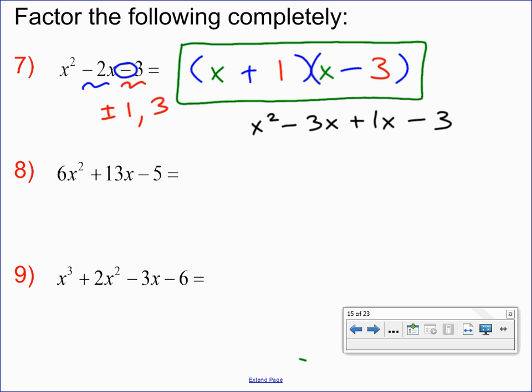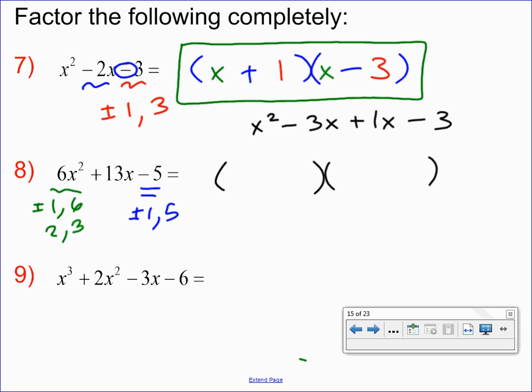Let's do it. So my factors of my first include plus and minus 1 and 6, or 2 and 3. My factors of the last include plus and minus 1 and 5. Let's make some parentheses pairs, and remember, don't be afraid to make a mistake. So it's okay to make a mistake. Each mistake is just going to be one step closer to the right answer.